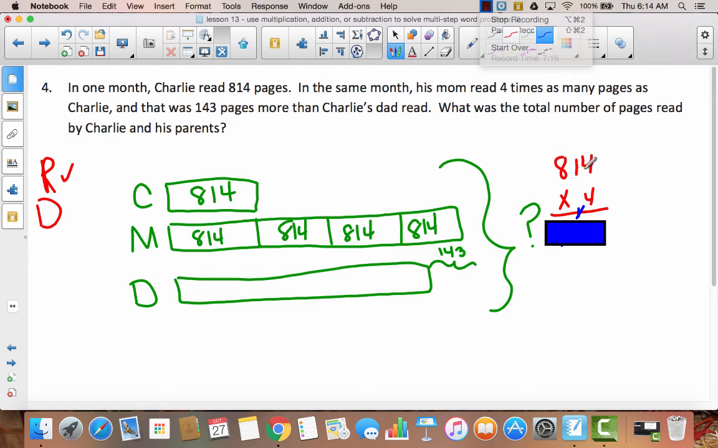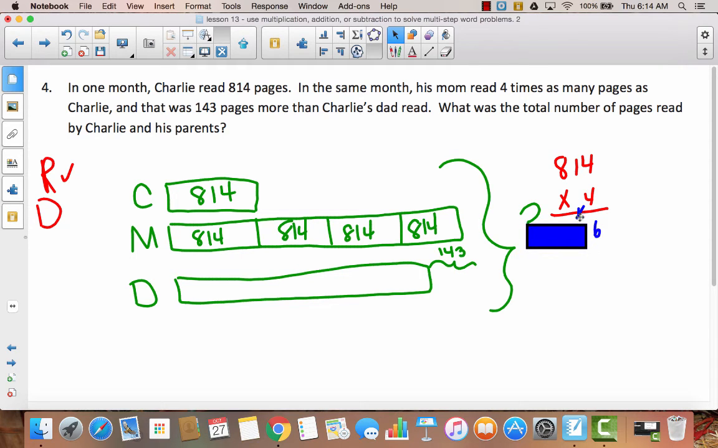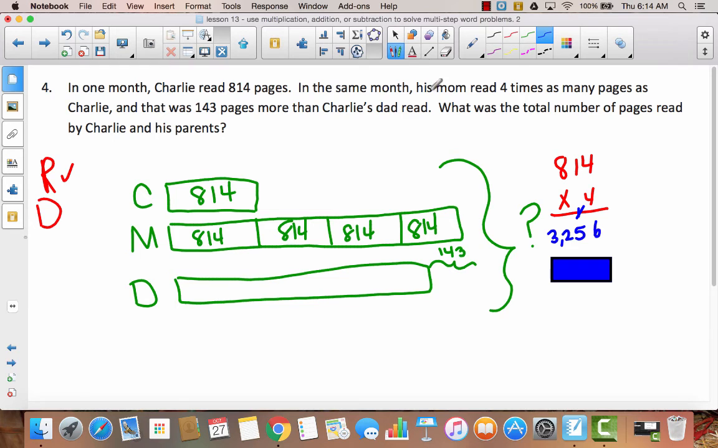Okay, so I started with 4 ones times 4, which gives me 16 ones. You can see I carried the 1 to the tens place. 1 ten times 4, which is 4 tens, plus 1 more ten makes 5 tens, and 8 hundreds times 4 gives me 32 hundreds. So mom read a total of 3,256 pages.